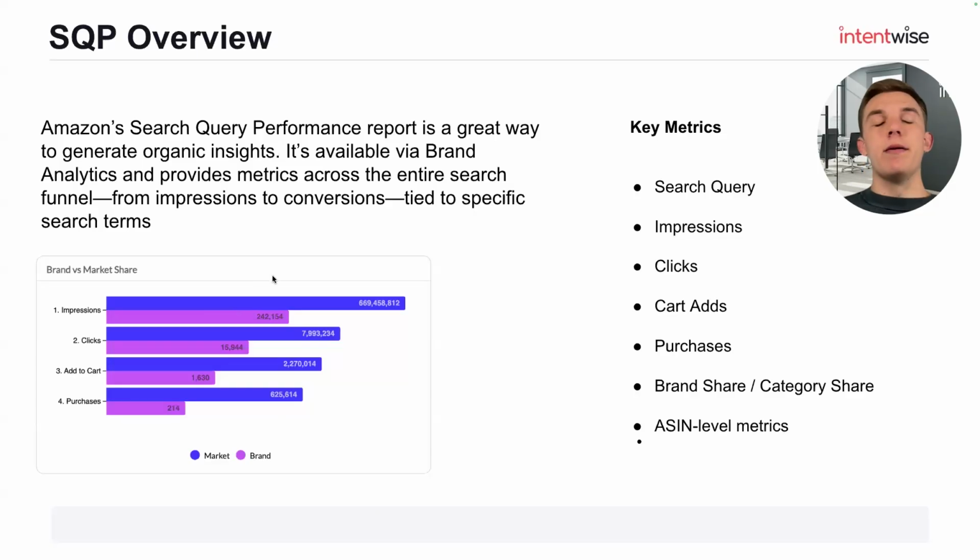So if you have one specific ASIN that you're really trying to push on, maybe noise canceling earbuds because that's its main feature, right? You can see how, if I'm making SEO efforts, ad efforts on that search term, how is that affecting my click share, my purchase share specifically for that keyword? So this is a great way to be able to generate organic insights. It's available in Amazon itself via brand analytics, allowing you to measure across these different levels from the impression to the conversion, and now available via API data. So it's Intentwise in the last 2 months or so has been able to start ingesting this data past the Seller Central report as well.